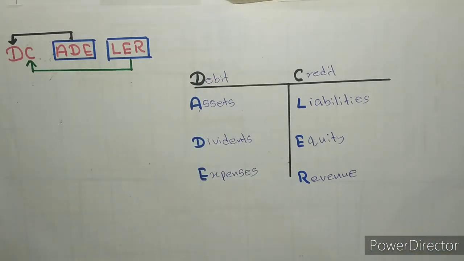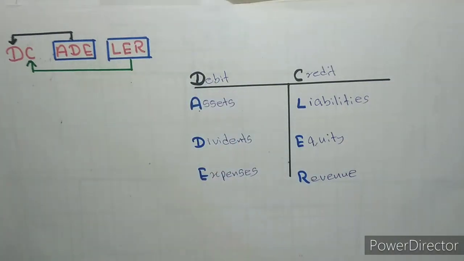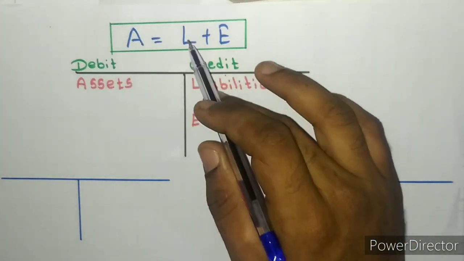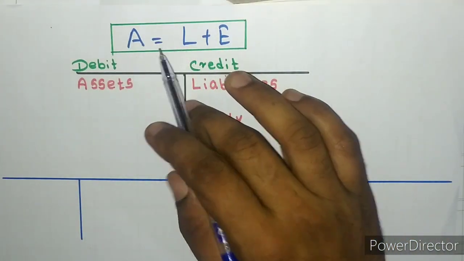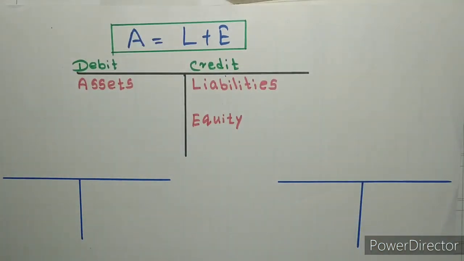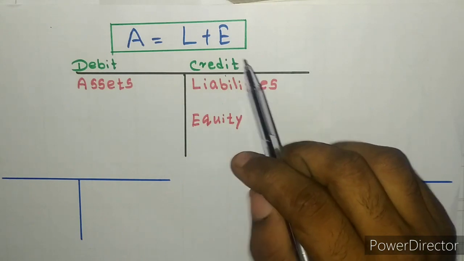Debit and credit are fundamental to accounting. To understand DEALER, you need to go step by step. Okay, we start off with the first half of the term. Focus first on understanding the accounting equation. A equals L plus E. Assets equal liabilities plus equity. This is sometimes also called the balance sheet equation.